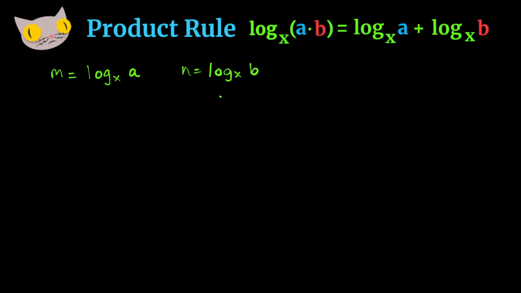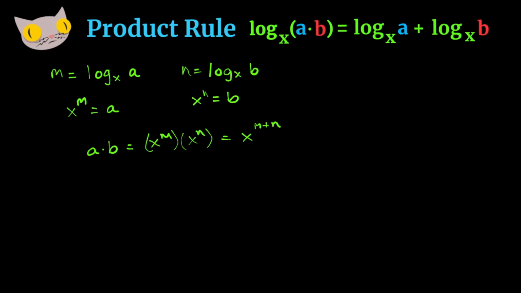Let's go ahead and transfer each one of these to its equivalent exponential function. So for this we'll have x to the m power is going to be equal to a, and x to the n power will be equal to b. So since we're proving the product property, we'll multiply a by b. So we can rewrite this as a times b is equal to x to the m power times x to the n power, or x to the m plus n power. Because when you're multiplying two numbers, each raised to an exponent, you add the exponents together.